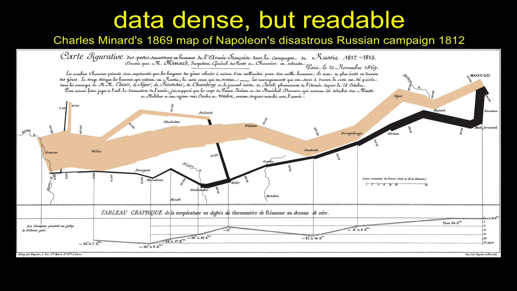So this is a really dense data set, but I would argue, even though it's in French, once you get a little bit of orientation, it's very readable, very interpretable, very much you cut and paste it and mess it around as you see fit. So that's pretty cool. That's Charles Menard's famous map.